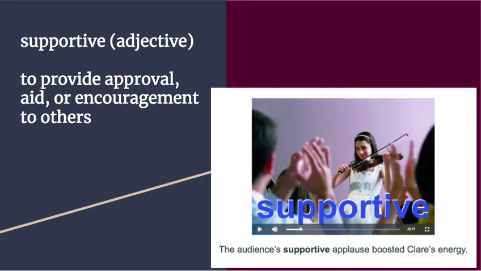Our next word is supportive. It's an adjective. It means to provide approval, aid, or encouragement to others. And our sentence that goes along with our picture, the audience's supportive applause boosted Claire's energy.